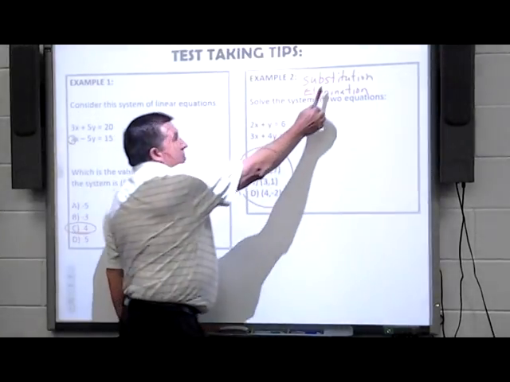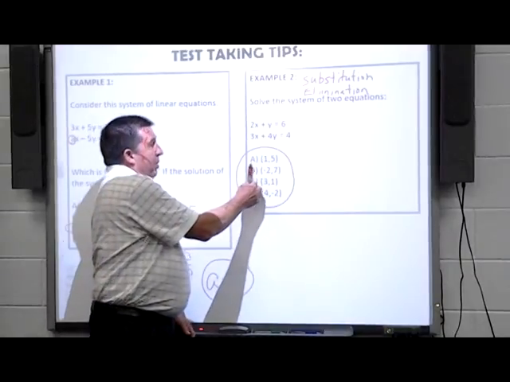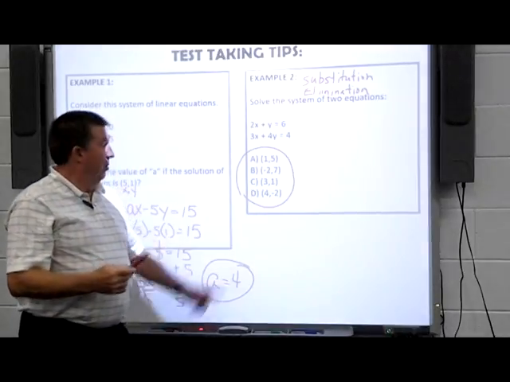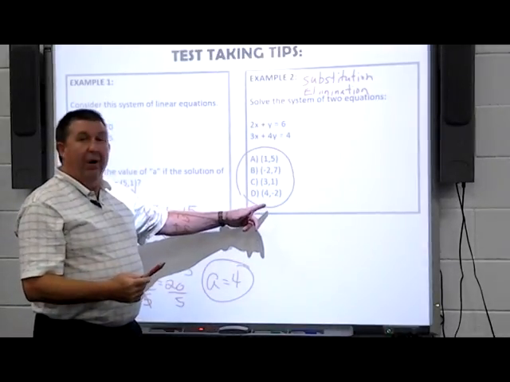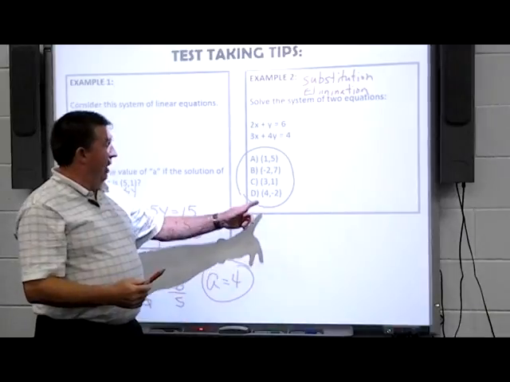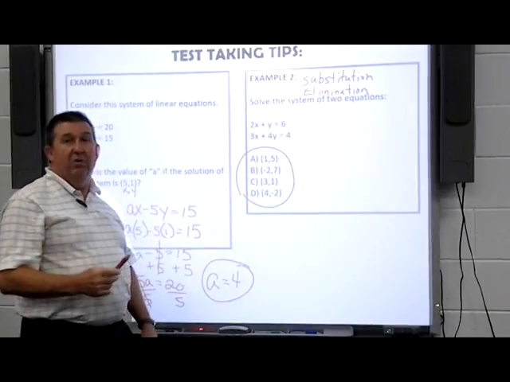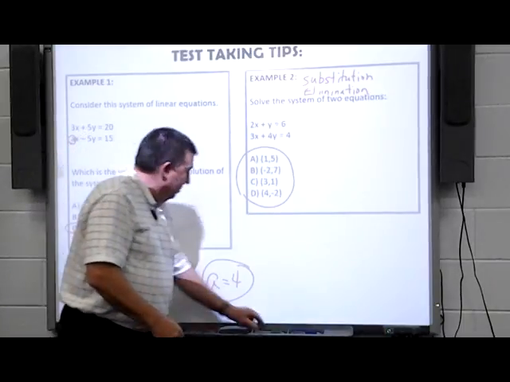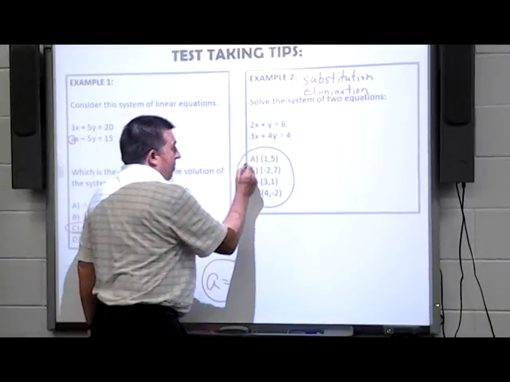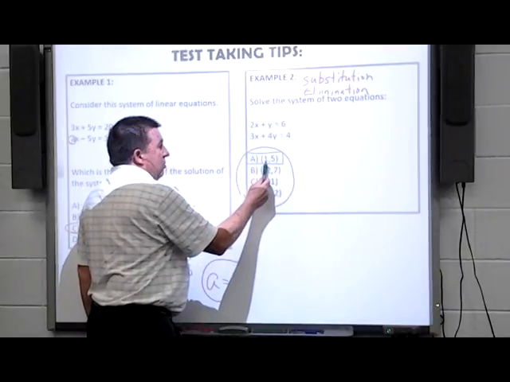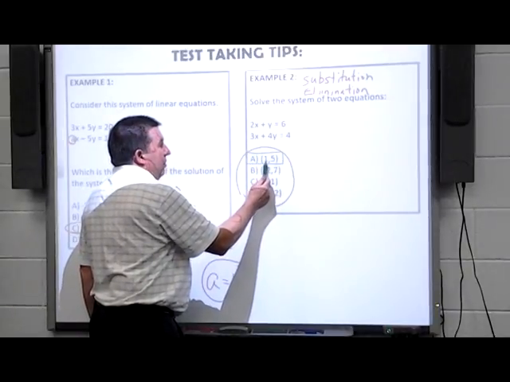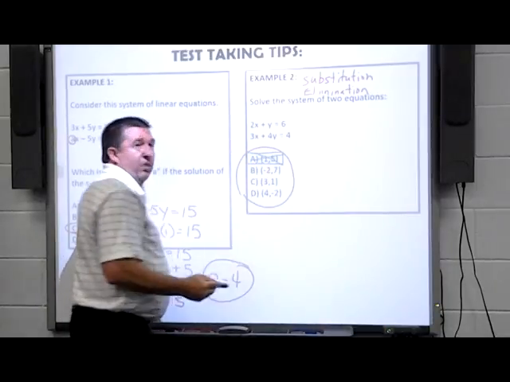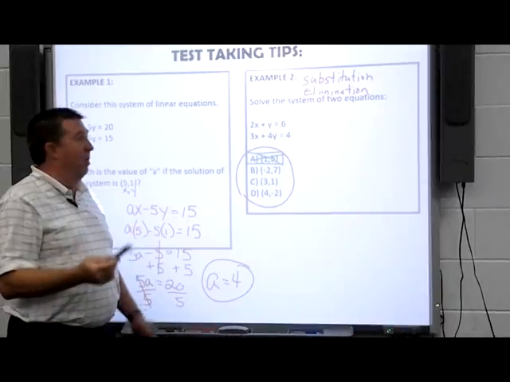If you don't want to do the substitution or elimination, you can just plug in the x and the y in each of these two equations to see which answer, which solution, which ordered pair works in both equations, because they have to work in both equations for those lines to intersect. So if all else fails, we call it plug and chug. So I'm going to start with A first. X is 1, y is 5. 2 times 1 is 2, plus 5 is 7. That one doesn't work. If it doesn't work in one, it doesn't matter if it works in the other. It has to work in both of them.